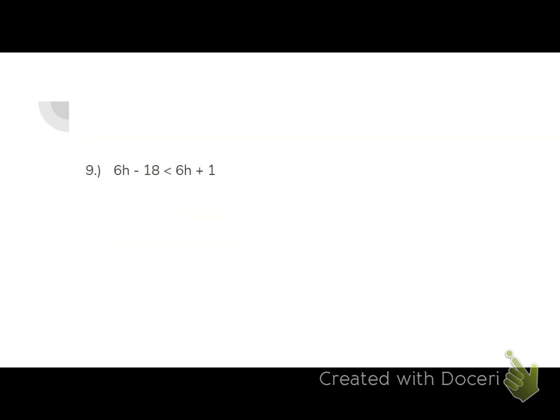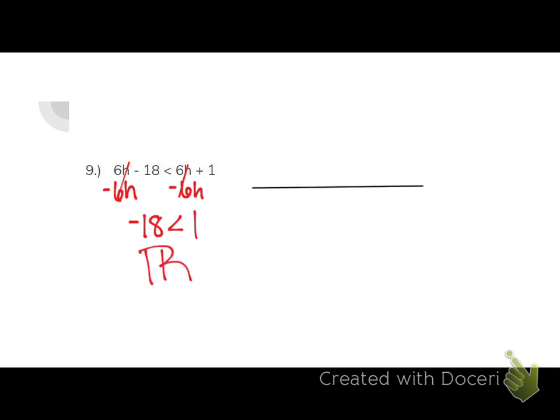All right, we got a few more problems to get through. This one does not involve any distributing. To make our variables be on the left, what would I do? Subtract 6h. They cancel out totally. What am I left with? Make sure you don't drop the negative sign from the 18 because that would change your answer. Negative 18 is less than 1, so I agree with Jasha. All real numbers. If we had a number line, we'd shade in the whole thing.